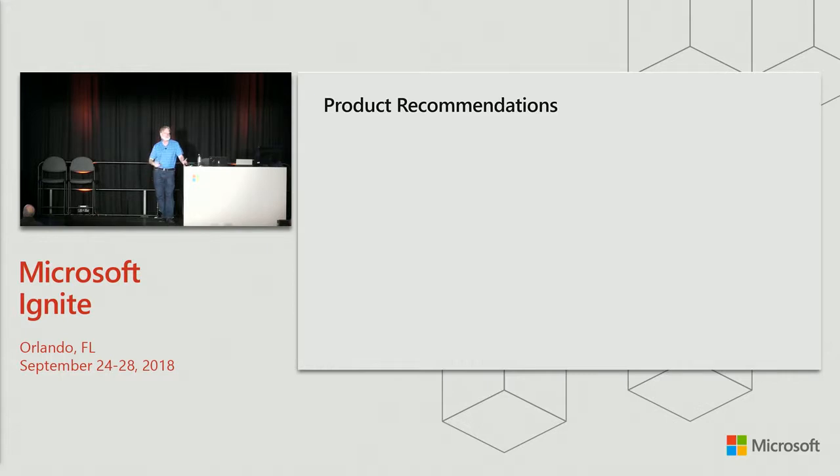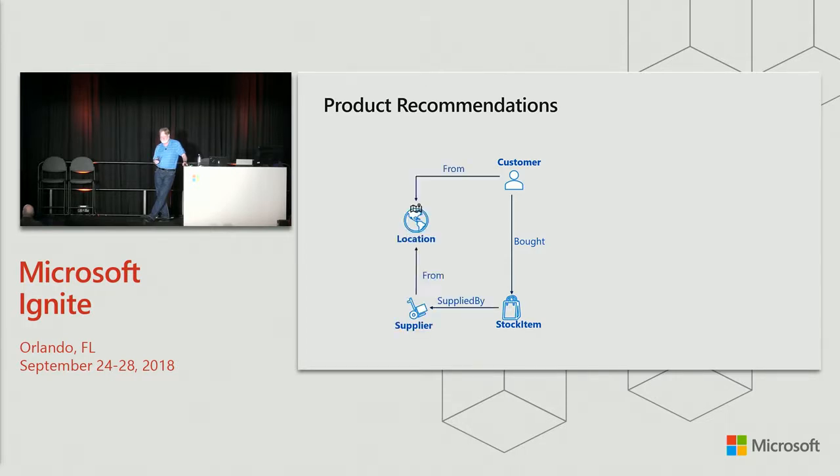Product recommendations. This is where we start really getting some of the value and richness out of the graph capabilities. We're going to look at a simple scenario to see how graph processing can help you. It's a simple product recommendation scenario where a customer bought a stock item. The stock item was supplied by a supplier, and the supplier is from a location, and the customer is also from a location. Might be the same location, might not.